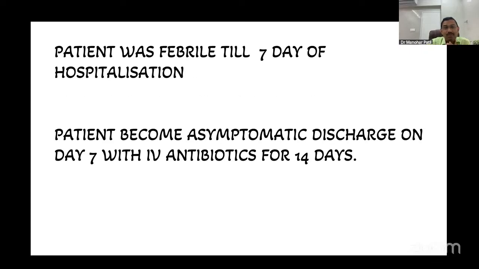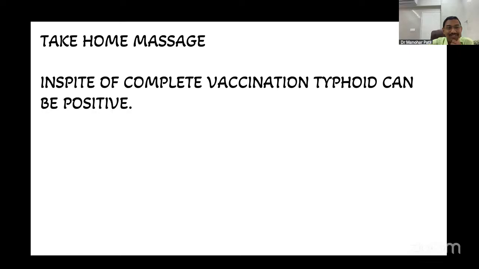Then the patient was febrile for almost 7 days of hospitalization. The patient became asymptomatic and was discharged on the 7th day, and I continued the IV antibiotic ceftriaxone for 14 days. I asked my friend Dr. Keyur Mehta, an infectious disease specialist from Pune, about the same case. He was very surprised, asking whether the child drank gutter water, because despite 3 doses of typhoid vaccine, Salmonella typhi was showing in the blood culture. It was very surprising to me and the parents also. Take home message: in spite of complete vaccination, typhoid can occur. This is my second case.